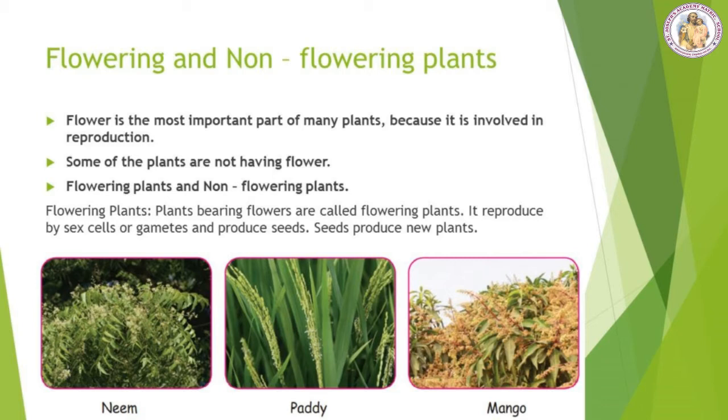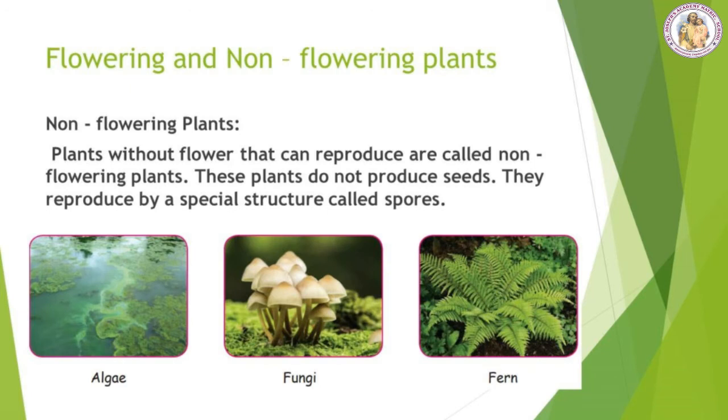First one is flowering plants. Plants bearing flowers are called flowering plants. They reproduce by sex cells or gametes and produce seeds. Seeds produce new plants. Example: mango, neem, groundnut and paddy. Non-flowering plants. Plants without flowers that can reproduce are called non-flowering plants. These plants do not produce seeds. They reproduce by a special structure called spores. Example: algae, fungi and ferns.